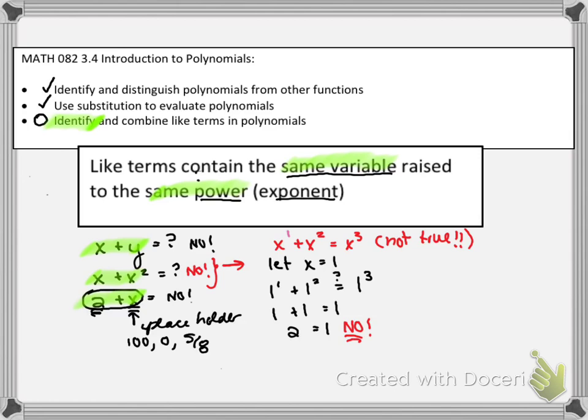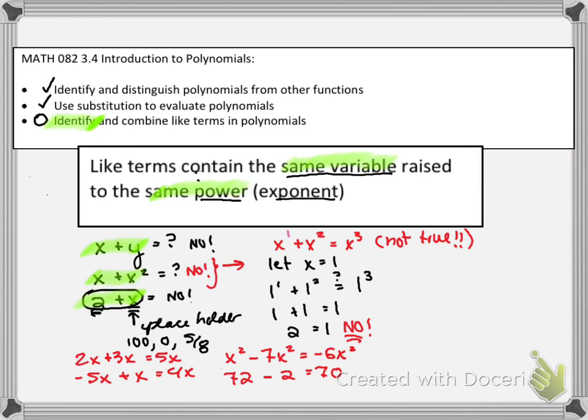So let's try to look at some things which are like terms. Some examples of like terms would be 2x and 3x. I can add those together and get 5x. Other examples would be negative 5x and x. That would give me negative 4x. I could have x squared and 7x squared. Those are like terms. Subtracting them would give me negative 6x squared. And of course, numbers, right? If I had 72 minus 2, that would give me 70, just like you learned in arithmetic.